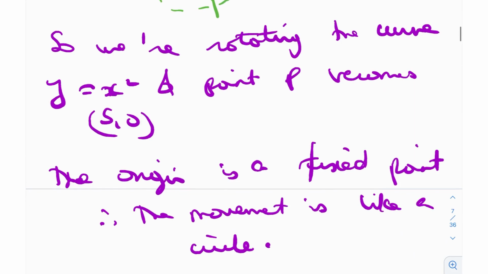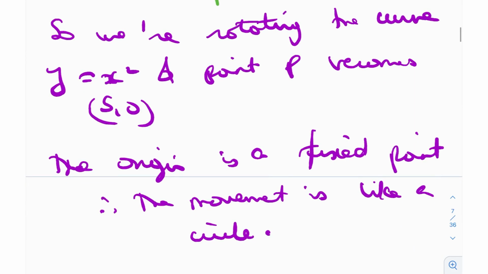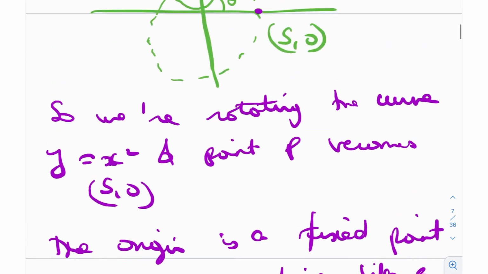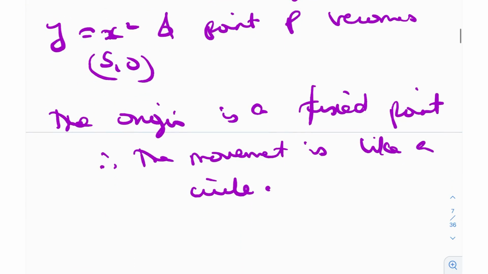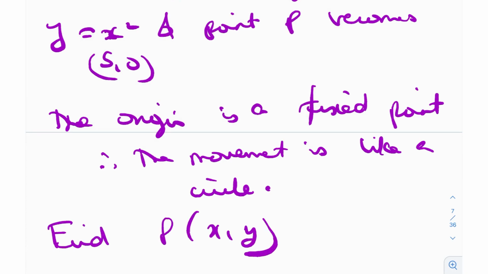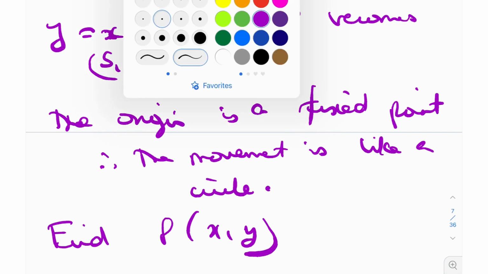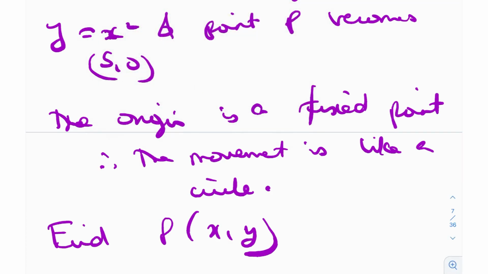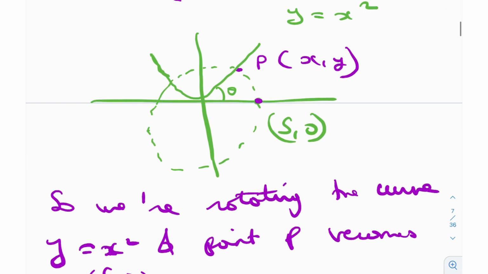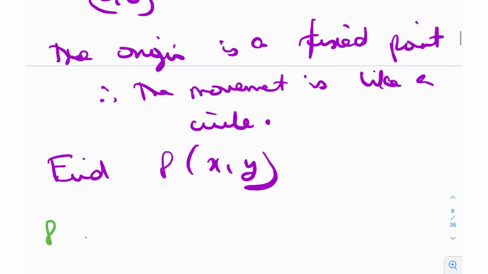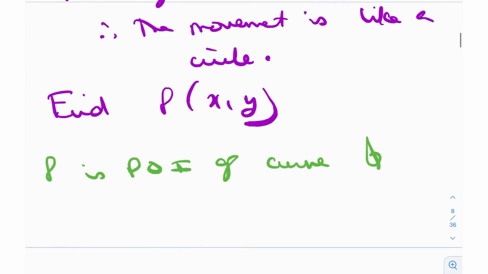Okay, great. So what next? I think the forward step would be to try and find this point P. So find P of x comma y. Try to find the coordinates of this point. What exactly is this point? Try to gain some kind of knowledge about it. P is essentially the point of intersection of this curve and this circle, which is essentially the trajectory of the curve.